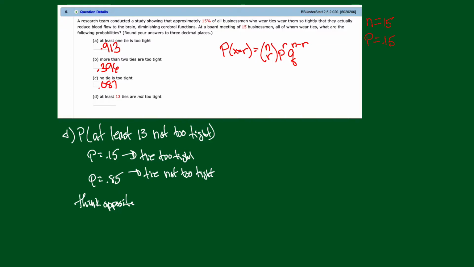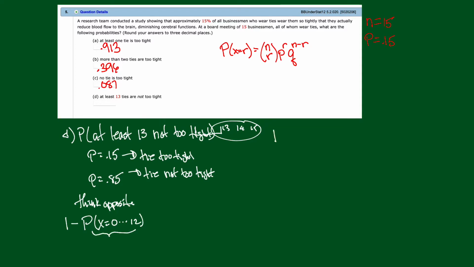As soon as I think opposite, I'm thinking 1 minus. Now, what is the opposite of at least 13? Well, at least 13 goes 13, 14, and 15, right? I'll do it right up here. Now, what's the opposite of this? Well, it goes from 12 all the way down to 0, right? So X could be 0 all the way up through 12. Not a problem. We can do that with binom CDF.